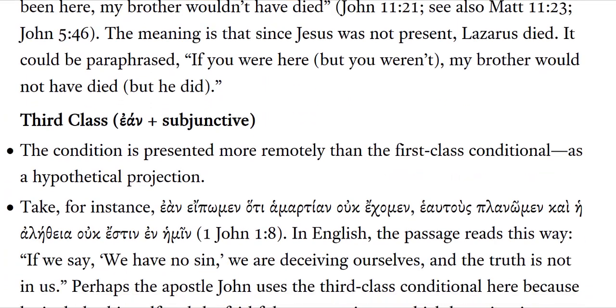Next is the third-class conditional. That's sort of a hypothetical projection, more remote, like we did the example at the beginning from 1 John. Hey, let's think about what if this were to happen, guys, right? That's how we might communicate that in English.